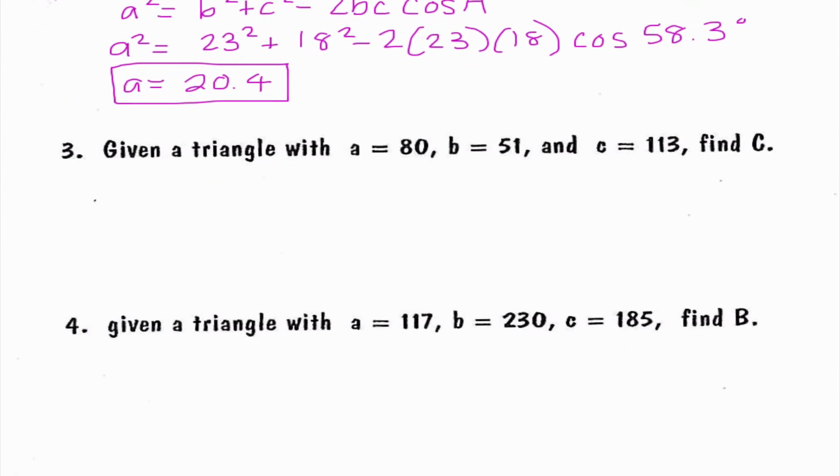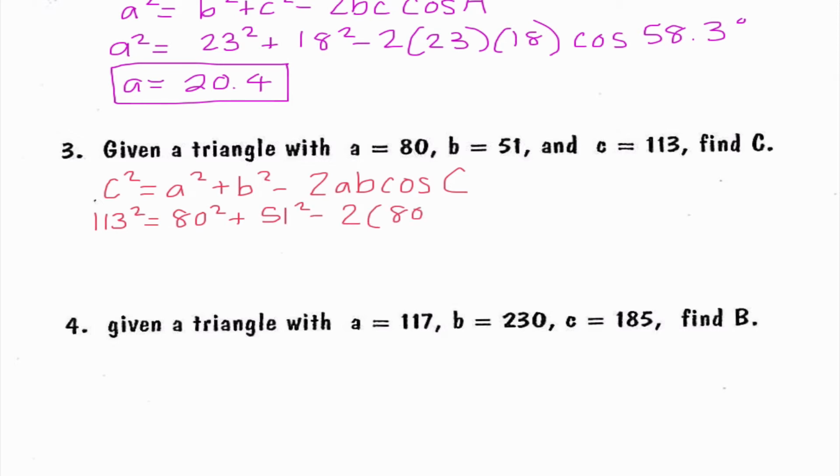Okay, number 3 is a little bit different. This time they're giving us all 3 sides and we're trying to find an angle. So once again, notice this is a time when we're only dealing with one angle. Since I'm trying to find angle C, I need to put side C all by itself. So I'm going to go ahead and write out the formula there. And now I'm going to substitute in the information that we know. So I'm substituting in those 3 side lengths.